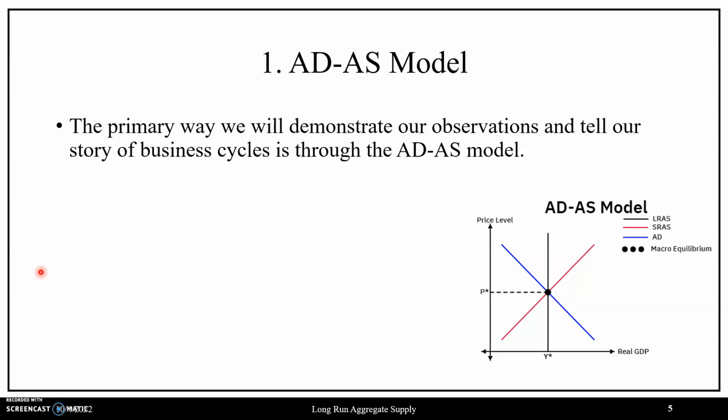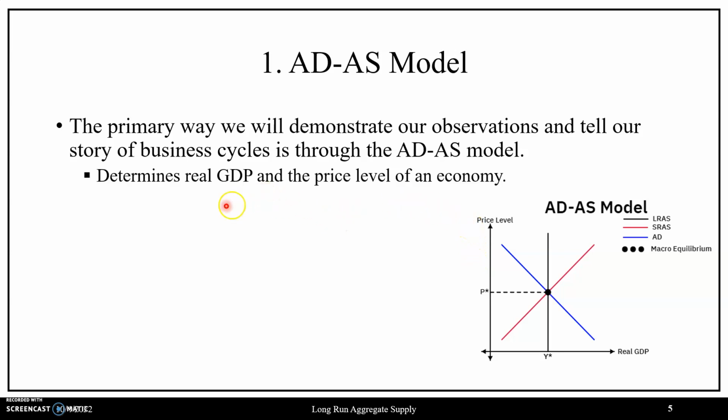So, with these observations in mind, the primary way that we will demonstrate them, as well as tell our overall story for business cycles, is through the ADAS model, which is a graphical representation of the aggregate product market of an economy. Given that it's the aggregate product market, it will consider all goods and services being exchanged. So in terms of quantity levels, we'll be dealing with real GDP, and in terms of prices, we'll be dealing with the price level of an economy. As such, what this model does is it determines the real GDP level and price level for an economy, and will allow us to gain some insights in terms of the unemployment rate and inflation rate as a result.